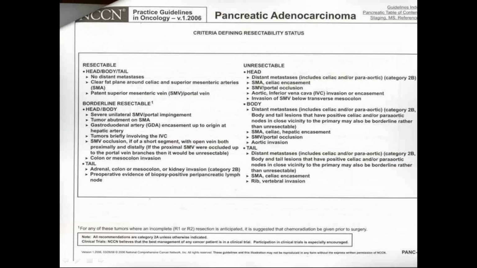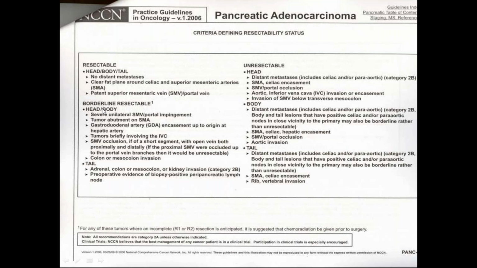Let's see according to NCCN guidelines for pancreatic adenocarcinoma, what are the resectable, borderline resectable, unresectable? So in resectable, in head, body, and tail, no distant metastasis should be present. There should be a clear fat plane around celiac and superior mesenteric arteries. Next is patent superior mesenteric vein or portal vein. No vessels involved is resectable. Vessels involved with some conditions is borderline. Total involvement is unresectable. Remember easily.